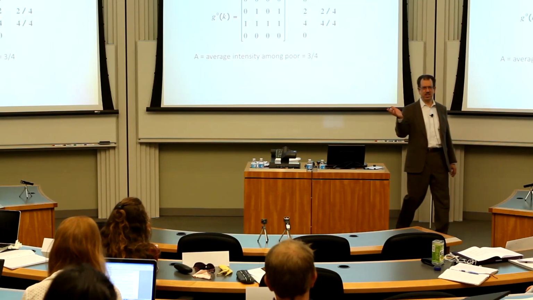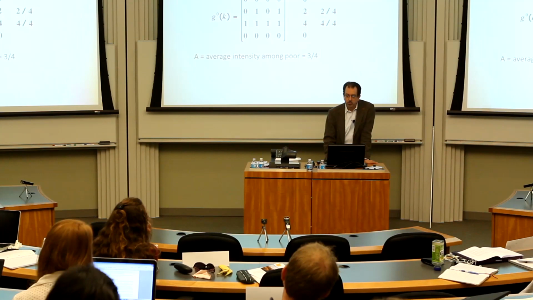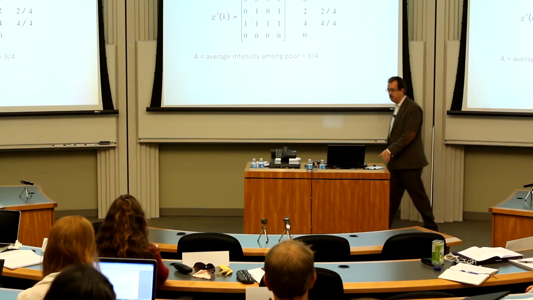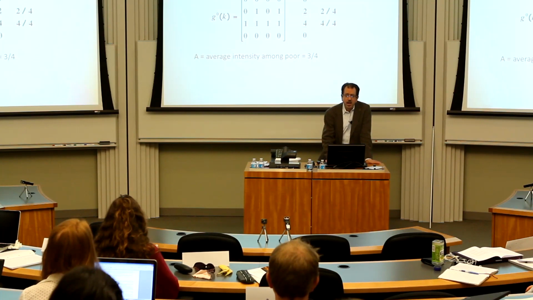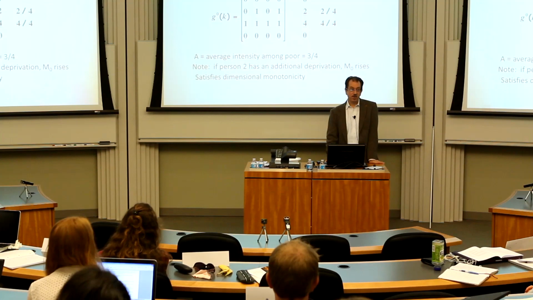OK, so here's the measure. It's H times A. It's 1/2 times 3/4 in this case, which would be 3/8. But guess what? It's just the same as taking the mean of the censored matrix. Add up all the entries: there's 6 of them over 16. 3/8. Same number. You're just taking a mean of a matrix. Very simple to calculate, and we have tons and tons of people who are doing the calculations now. Here are the numbers attached to it. If person 2 had an additional deprivation, obviously A would go up, and the overall adjusted headcount ratio would increase. It satisfies that dimensional monotonicity.